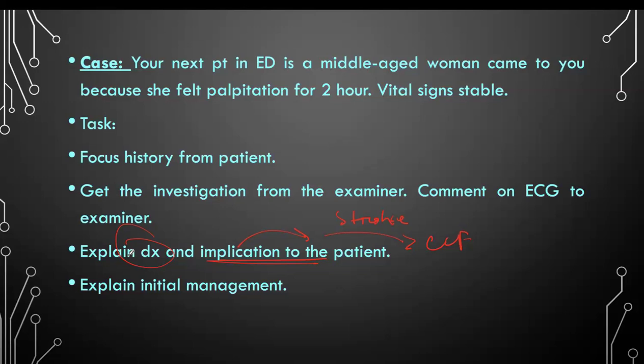So you have to say all this line. These are all part of initial management. Okay, so management is not easy to finish, and there are 4 tasks in here. So make sure that you don't end up taking a lot of time in the history. You might just take, let's say, 4 minutes in the history, 1 minute in the ECG, 1 minute in your explanation of the condition, and 2 minutes for the management. If you can do that, you can finish this task.